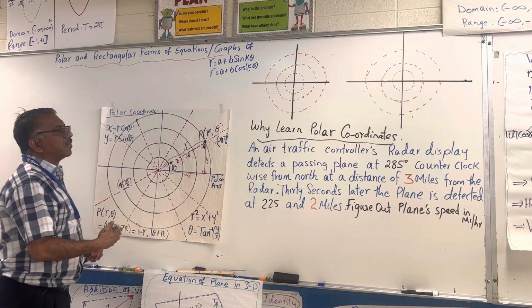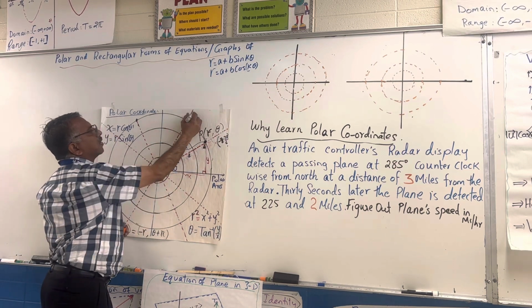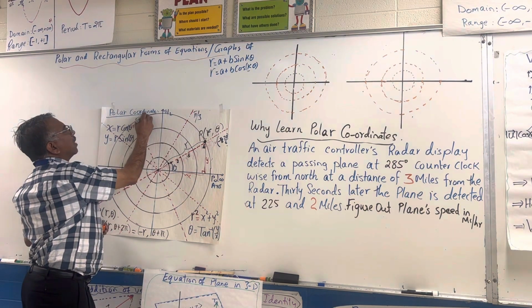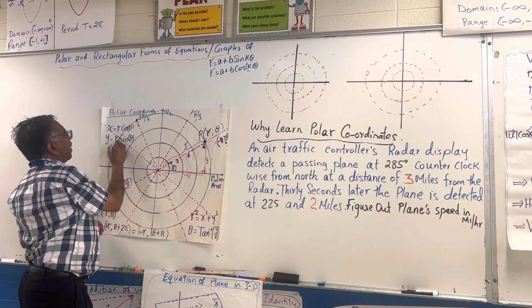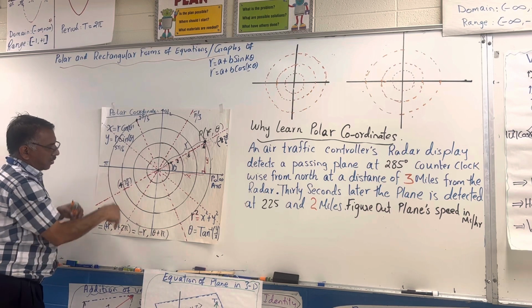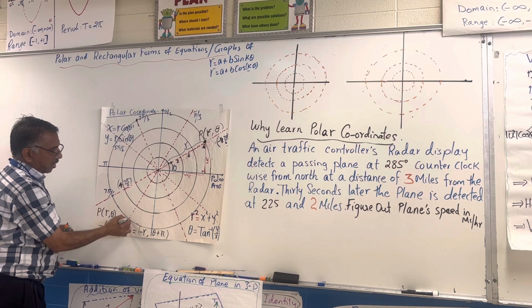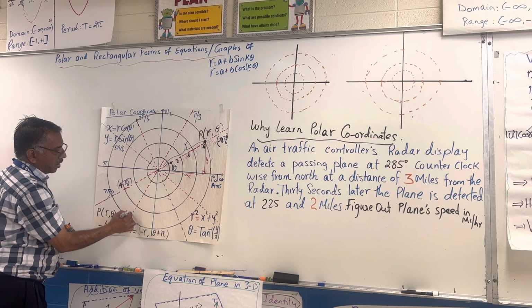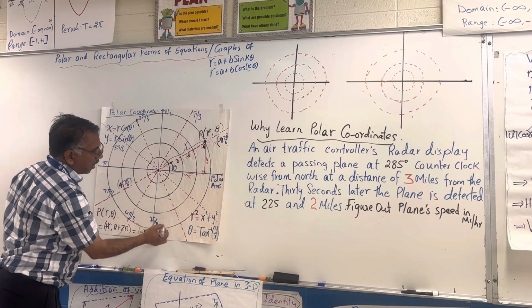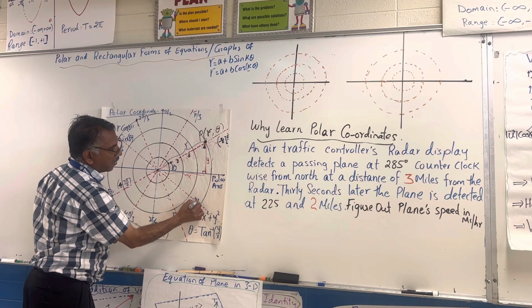Now in this example, you will see that this is pi by 6, this is pi by 3, this is pi by 2, and then this is 2 pi by 3. Then you have pi, and so on. This will be 7 pi by 6, this will be 4 pi by 3, and this is 3 pi by 2, and this is 5 pi by 3, and this is 11 pi by 6.